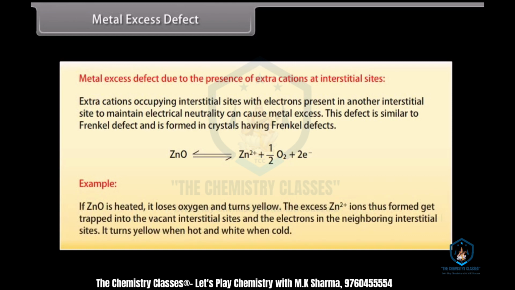Example: if ZnO is heated, it loses oxygen and turns yellow. The excess Zn2+ ions thus formed get trapped in the vacant interstitial sites and the electrons in the neighboring interstitial sites. It turns yellow when hot and white when cold.